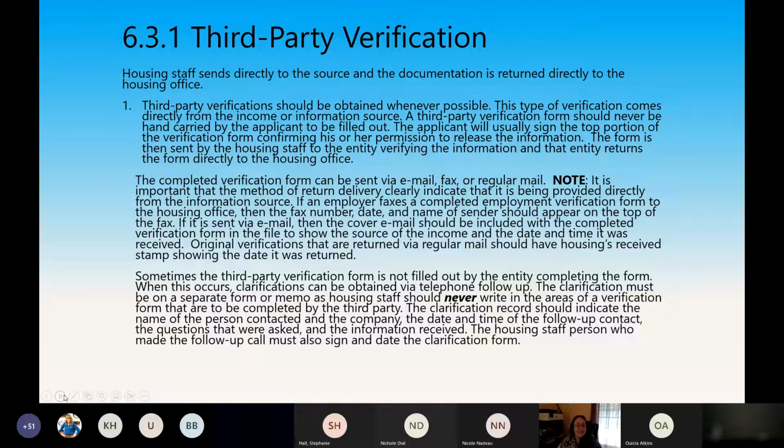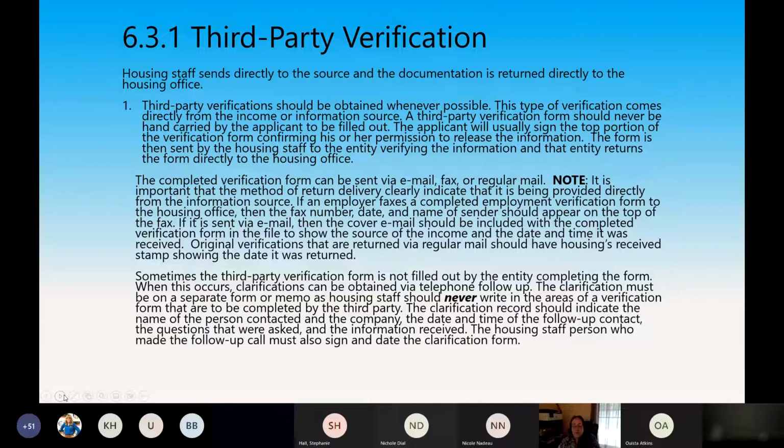The form is then sent by the housing staff to the entity verifying the information, and that entity returns the form directly to your housing office. Completed verification can be sent by email, fax, or regular mail. It's important that the method of return delivery clearly indicates that it is being provided directly from the information source.